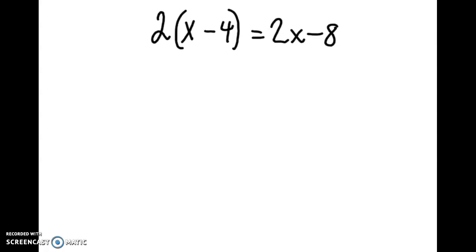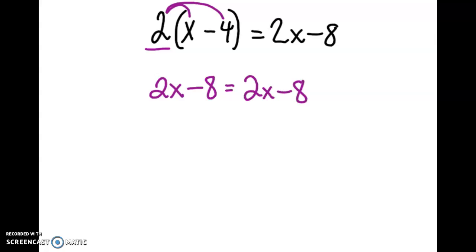Okay, so for a problem like this, where we have variables on both sides and distribution, we're always going to start with the distribution of the parentheses. So we have a 2 in front that we need to distribute. When we say distribute, what we really mean is multiply. So 2 times x is 2x, and 2 times -4 is -8. The other side doesn't have any distribution, so it will remain the same.